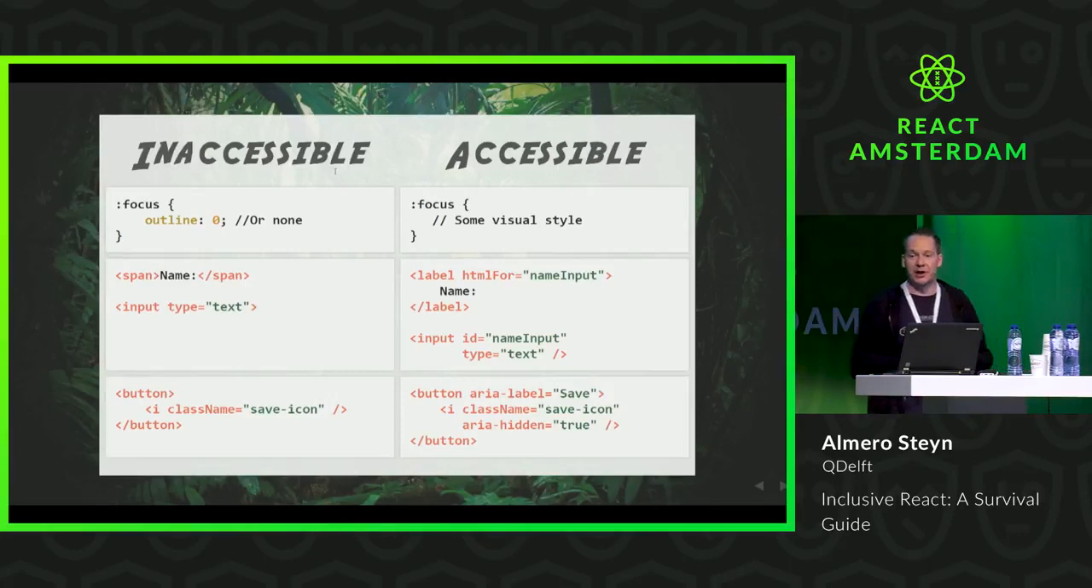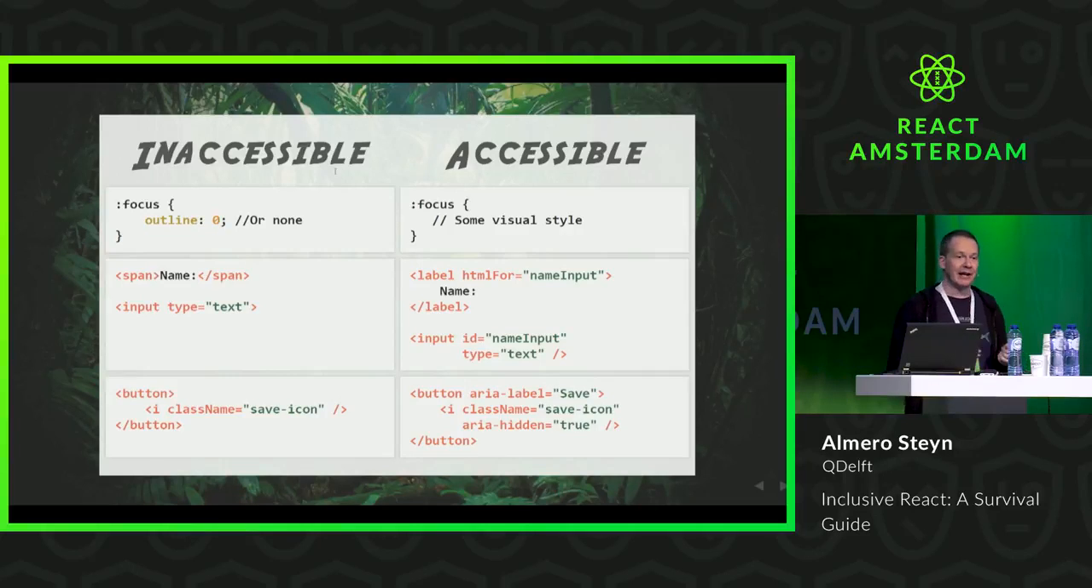Here are some examples of code. On the left, we've got the inaccessible blocking version. On the right, the accessible fixed version. From top down, we've got setting focus outline to 0 or none in your CSS. If you do this, keyboard users can no longer interact with your website because you take away the outline showing them which elements are currently focused. To fix it, you either don't do it or you implement another visual style that you find more pleasing, as long as it is clear.